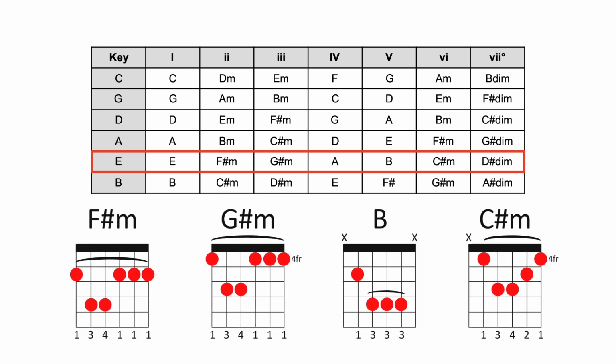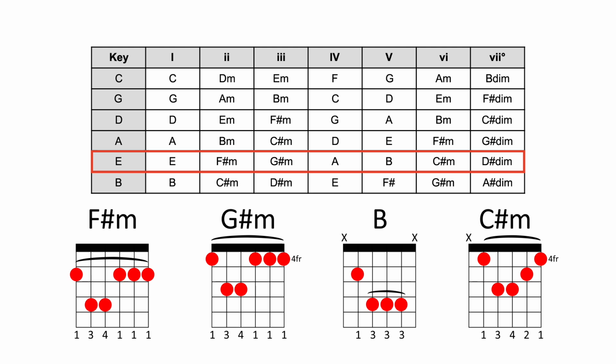If we look at all these chords over here, notice how there are quite a number of bar chords in the key of E. So in the key of E, we have F sharp minor as a bar chord, G sharp minor as a bar chord, B major as a bar chord, C sharp minor as a bar chord. And for the diminished chord, we can generally just ignore diminished chords in pop songs. So that's 1, 2, 3, and 4 bar chords in the key of E.